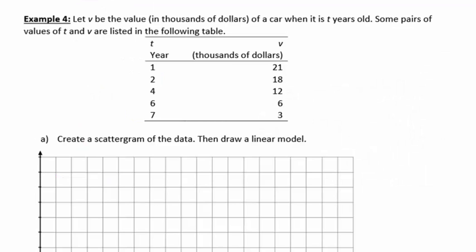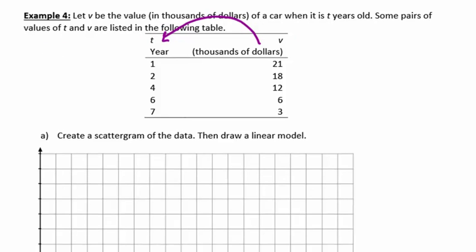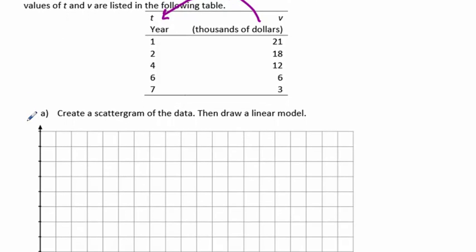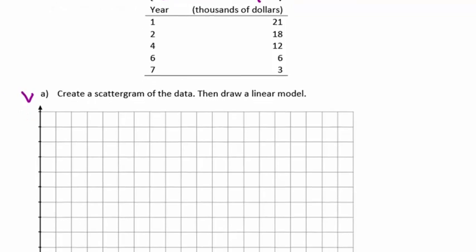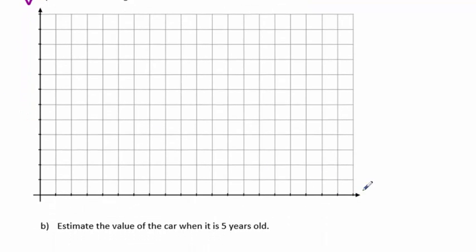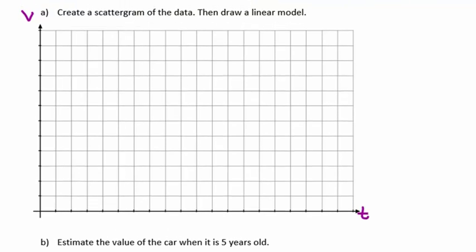Example 4. Let V be the value in thousands of dollars of a car when it's T years old. We've got some data listed in this table. So we know that the value of the car is going to depend on how old it is, so my dependent and my independent variable. So we're going to draw our scattergram and our linear model. We know that the dependent variable will be along the vertical axis, and the independent variable will be along the horizontal axis. So let's go ahead and plot all of these points.